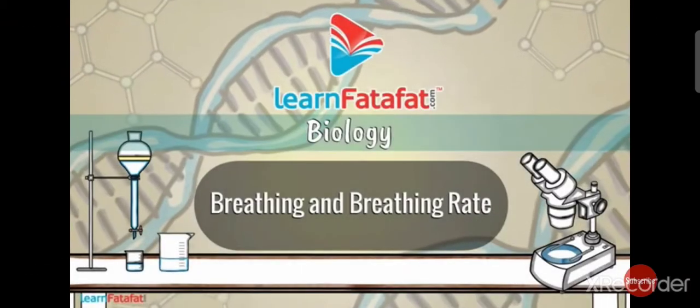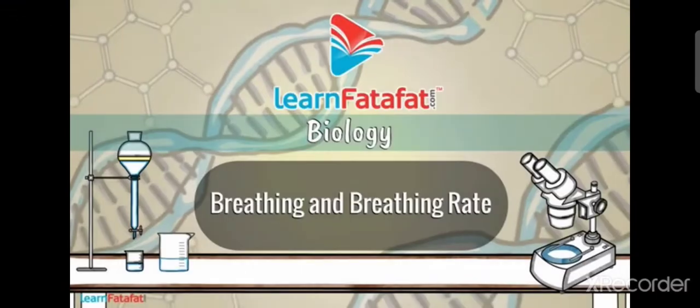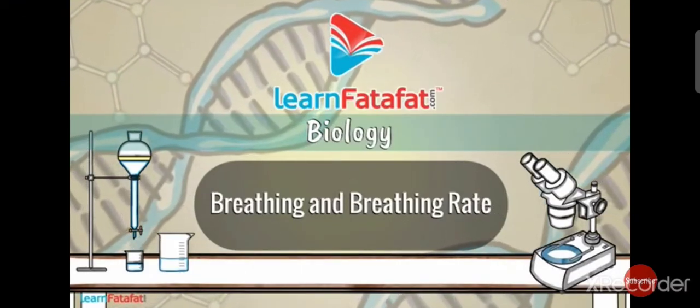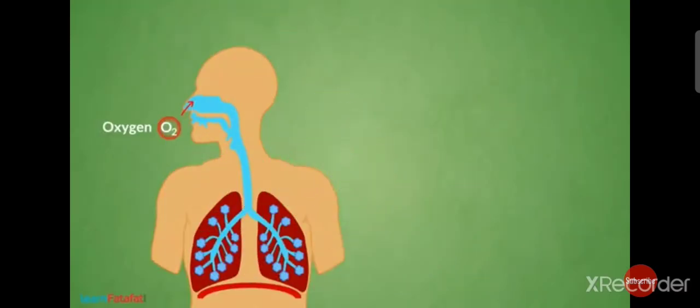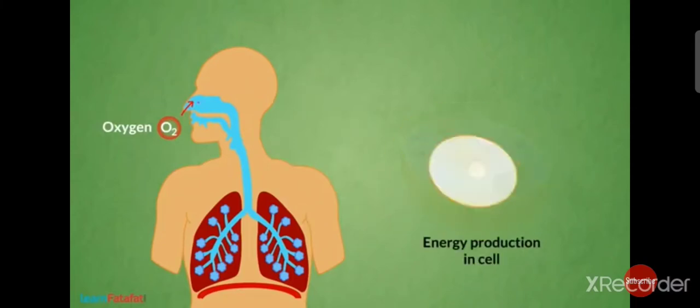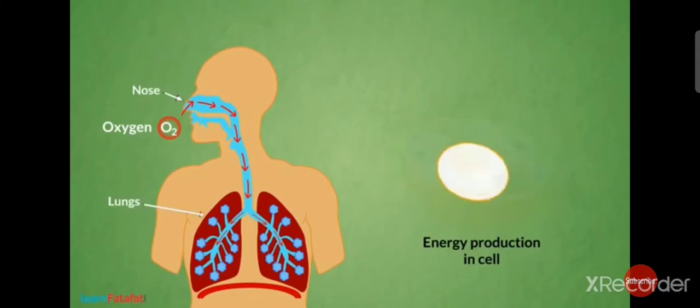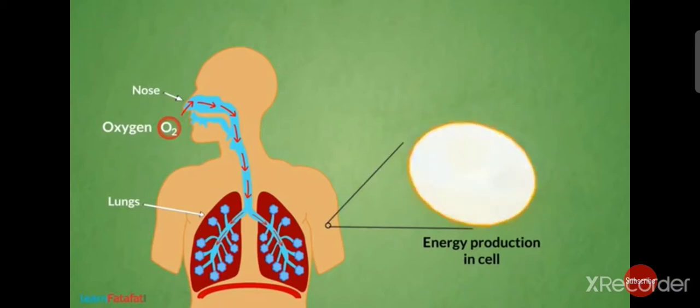Breathing and breathing rate. We need oxygen for various body activities, for example, energy production in cells. We obtain oxygen from the air around us with the help of the nose and lungs. It is then used in the cells to produce energy.